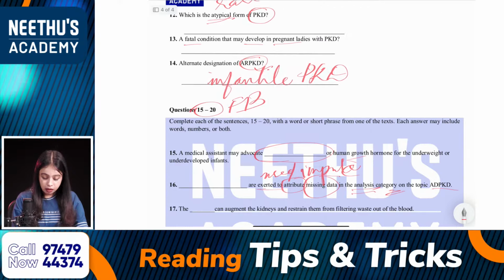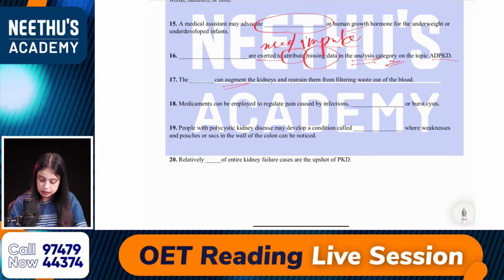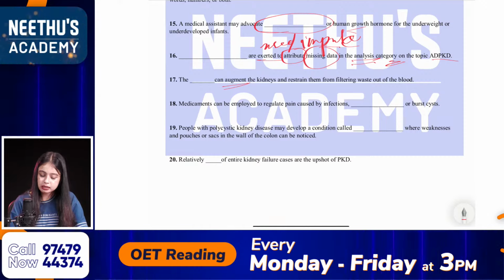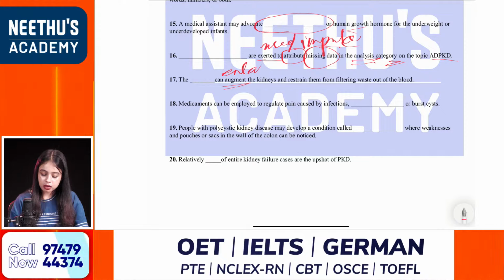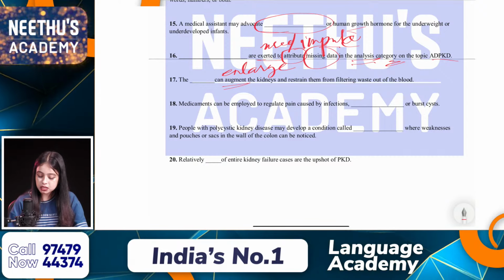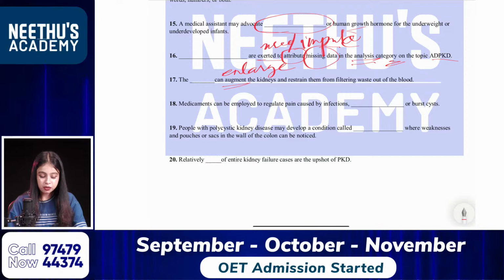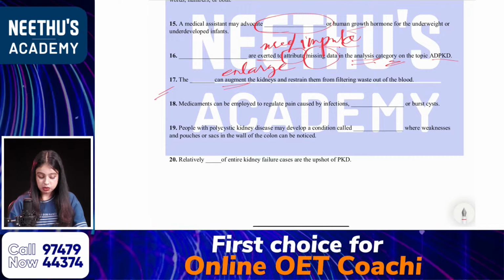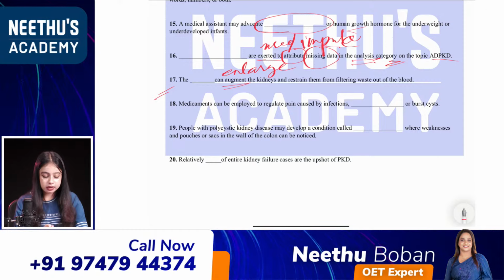And the next one, the 17th: the dash can augment. Augment means increase, so the dash can enlarge the kidneys and restrain them from filtering waste out of the blood. What about the 17th one? The dash can enlarge.